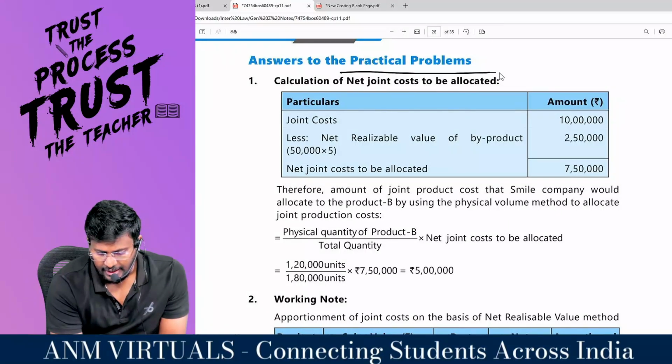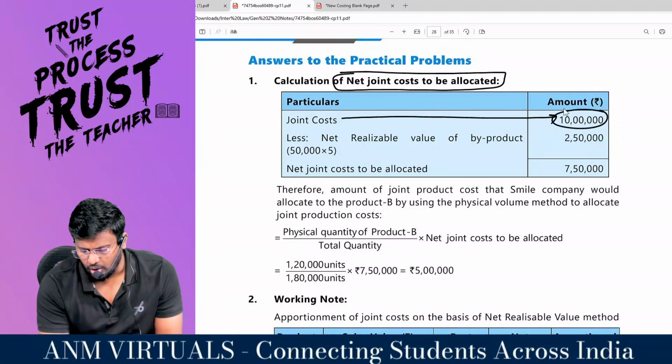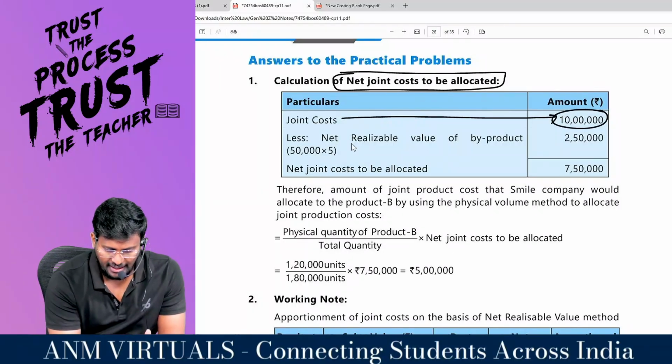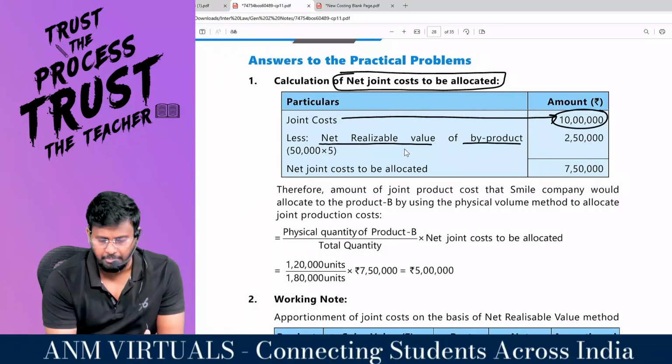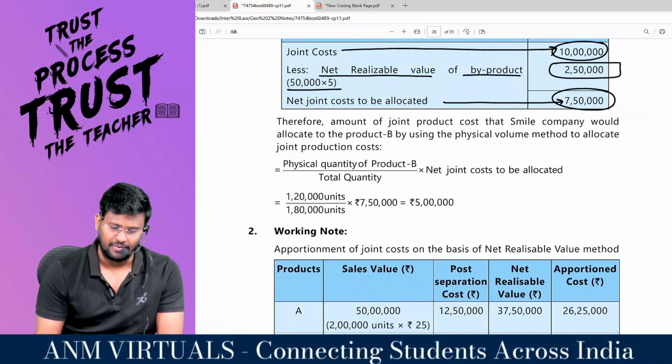Calculation of net join cost to be allocated. Simple. What is the total join cost? 10 lakh. Are you all really with me? Less NRV of the N product by product, which is 50,000 into 5 comes to how much? 2,50,000. So the net join cost to be allocated is 7,50,000.